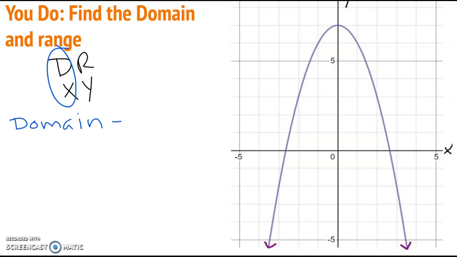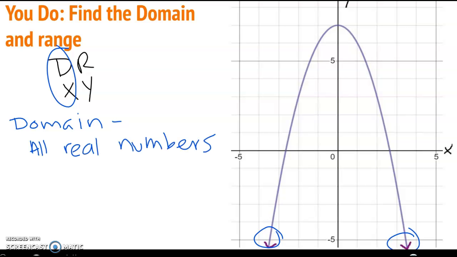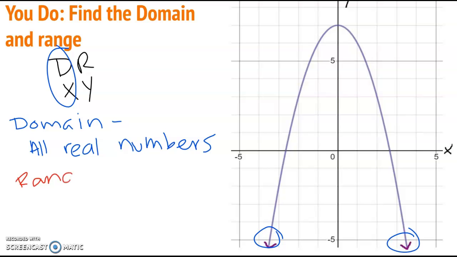Domain are all of my X values. So that means I want to know the beginning and end of this graph. But as you can tell, the beginning and end do have arrows. Since they both have arrows, that means it's going to be all real numbers. Let's talk about range.